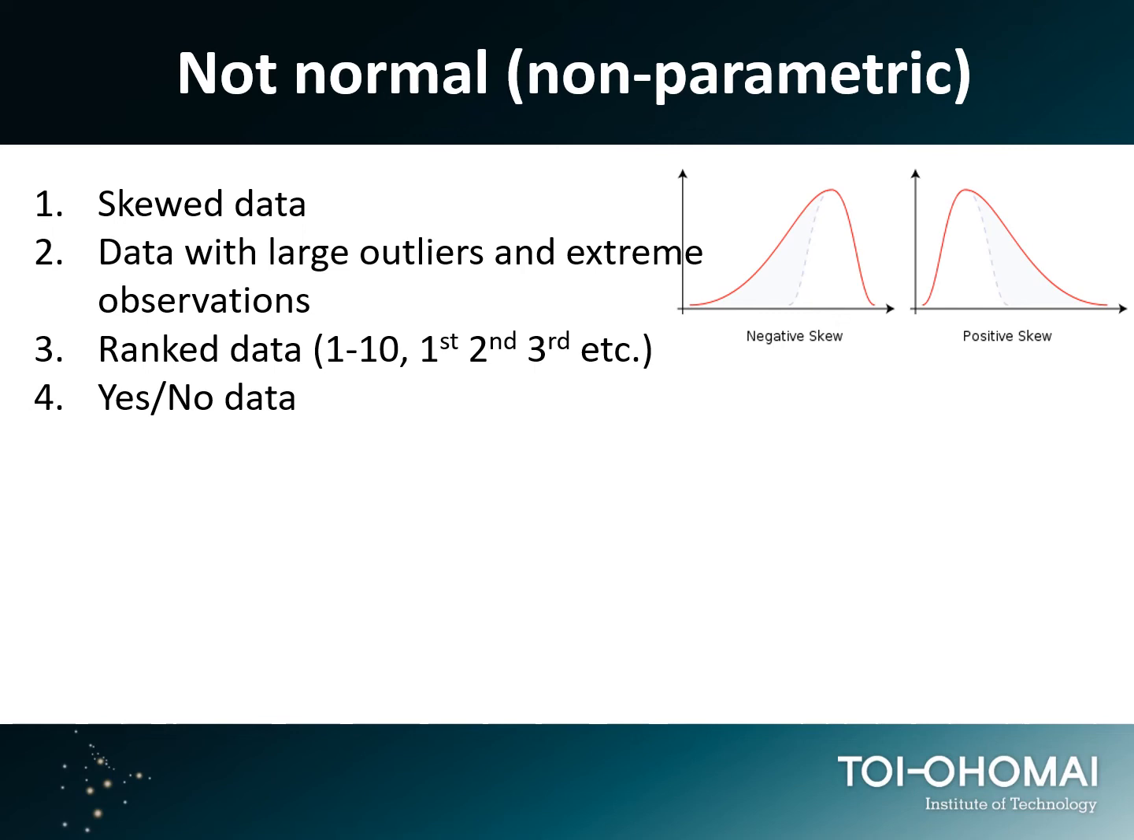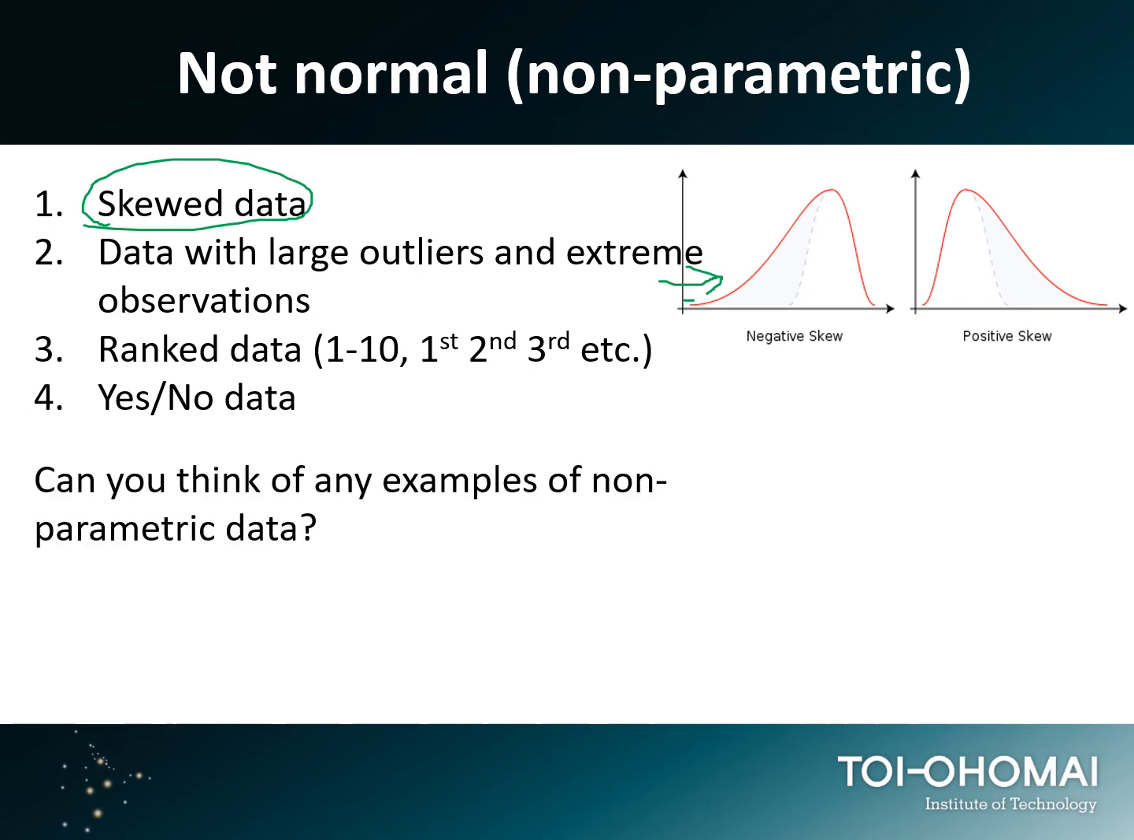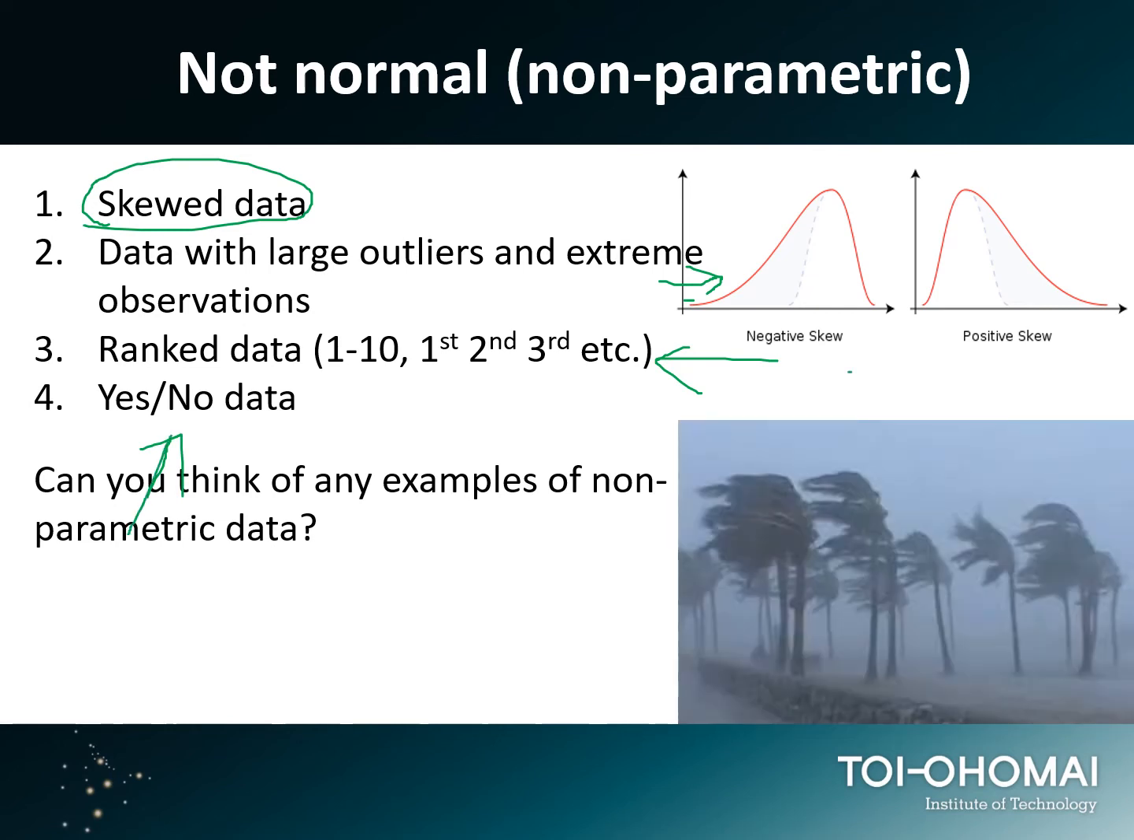It might look something like this, where when you plot it, it's not a symmetrical bell curve, and we call that skewed data. So they might have large outliers or extreme observations. If you have ranked data, 1 to 10, first, second, third, highest, smallest, that kind of thing, that would be non-normal. If it's ranked, like categorical, then it's not going to be normal. Or yes/no data, that's more categorical, more discrete. Those are things that you can't really call a normal data set. Our data, if we're going to call it normal or not normal, generally will be a continuous data set.